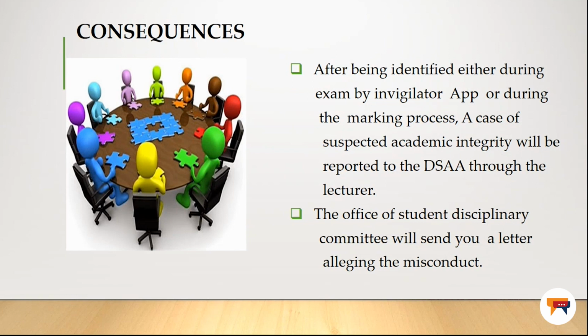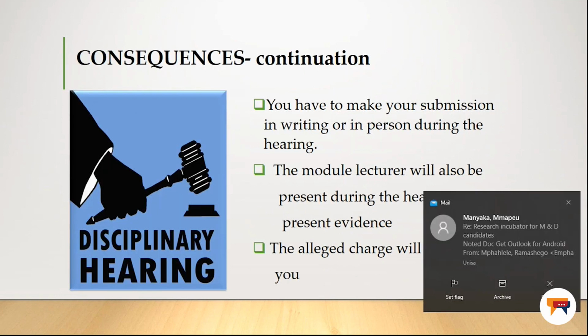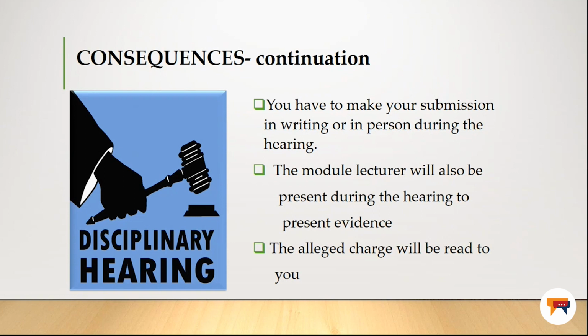After being identified either during the exam by the invigilator app or during the marking process, a case of suspected academic integrity violation will be reported to the DSAA through the lecturer. The Office of the Student Disciplinary Committee will send you a letter alleging the misconduct. You as a student have to make your submission to the committee in writing or in person during the hearing. And also the module lecturer will be there to present evidence during the hearing against you on the alleged act of contravening the Academic Integrity Act.